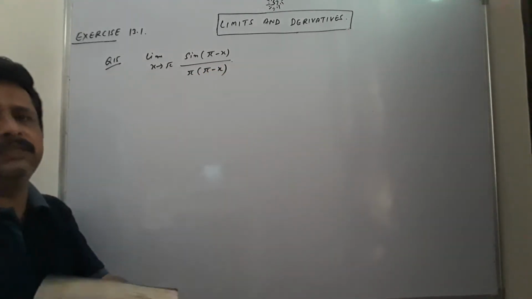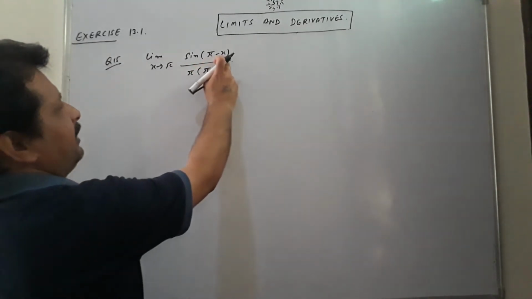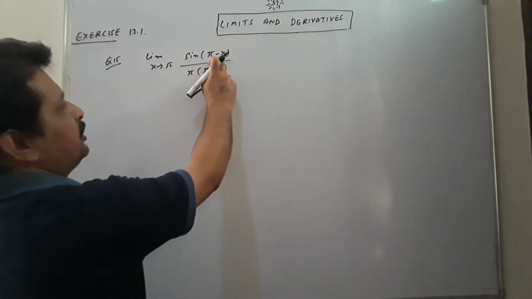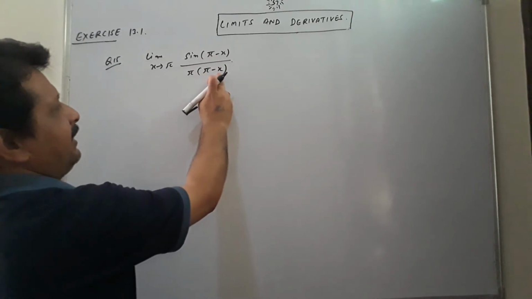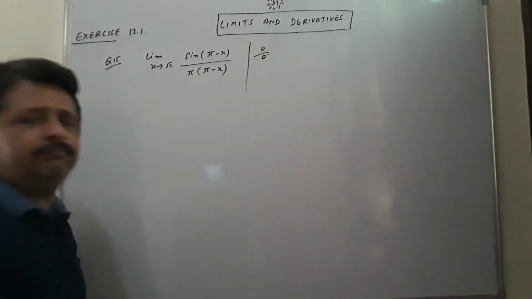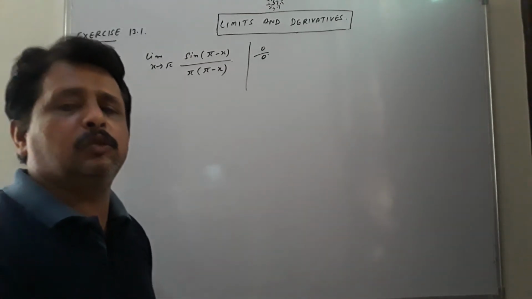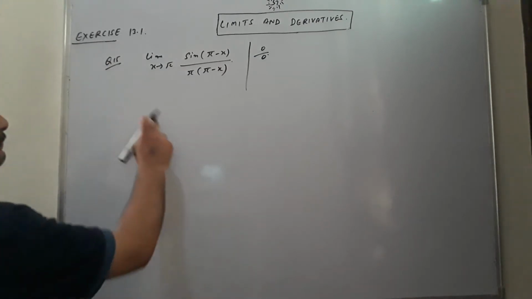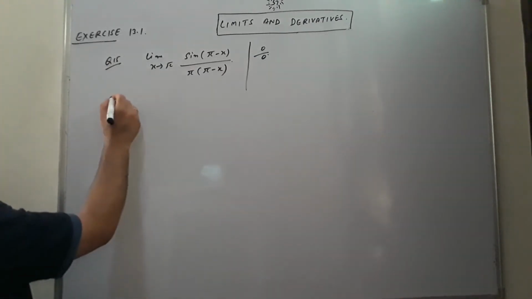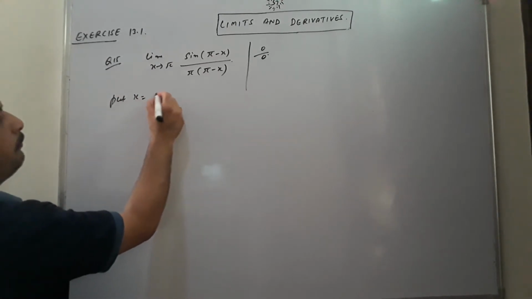Now students, if you see in this question, if x is equal to pi, if I put this pi here, it will come as sine 0. If I put this pi in the denominator, it will also come as equal to 0. It will make the 0 by 0 form. It means we will not put x equal to pi directly in the given question. So what we will do, students, is put x equal to pi plus h.